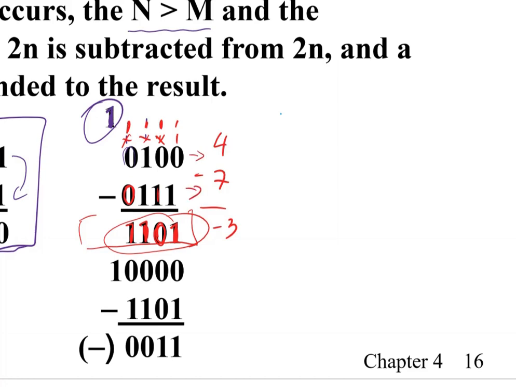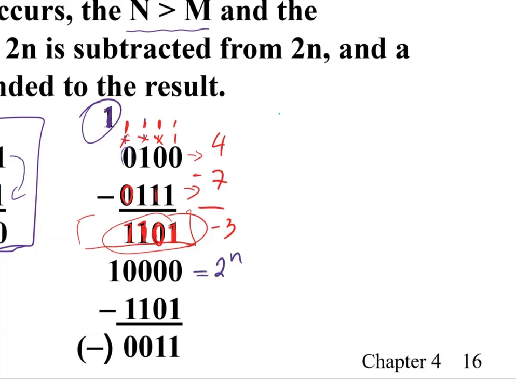In order to correct this problem, we need to use 2 to the n. This 2 to the n represents the value of the borrow into the most significant bit position. So this is our borrow, and here is our borrow. If you subtract the output from 2 to the n, then we will have the correct result of subtraction. This is equivalent to 3 in decimal, and we just append the minus. So let's take a look at further examples of how we can implement this unsigned subtraction.